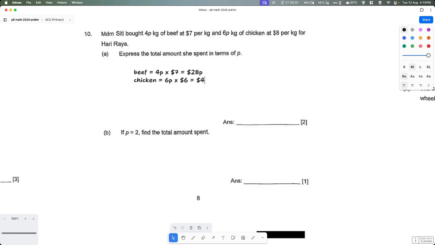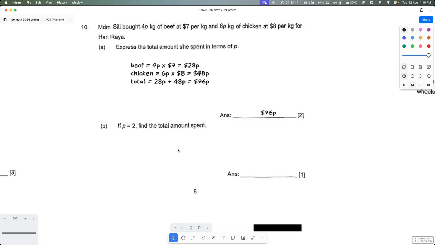And then for chicken, it's equal to 6p times $8, and this will be $48p. So the total will be 28p plus 48p, and this will give us $76p in this case over here. So 6 times $8, not this one. Okay, so the answer to this is $76p.